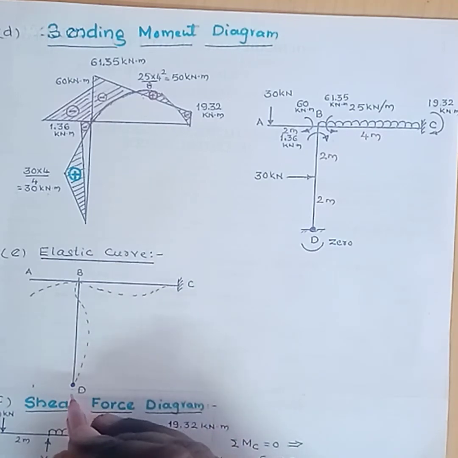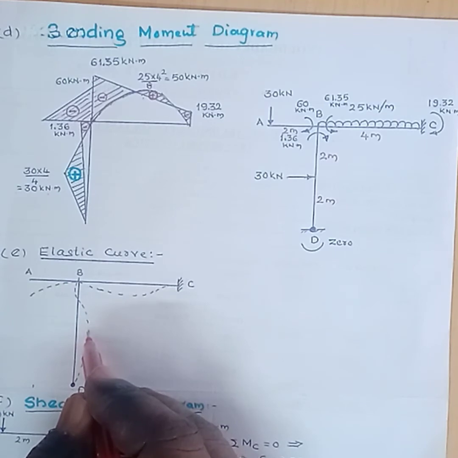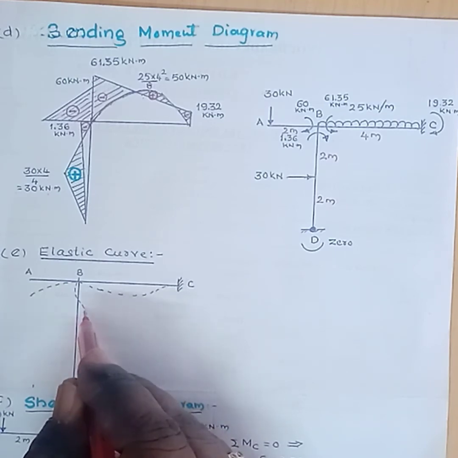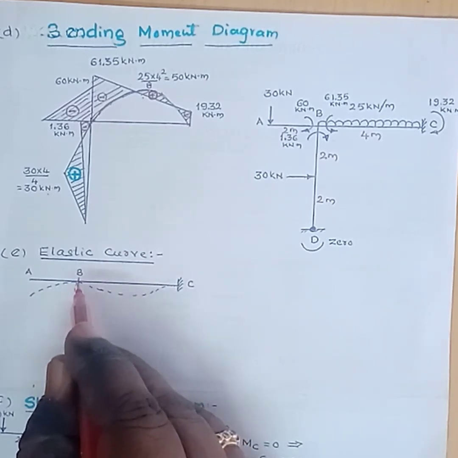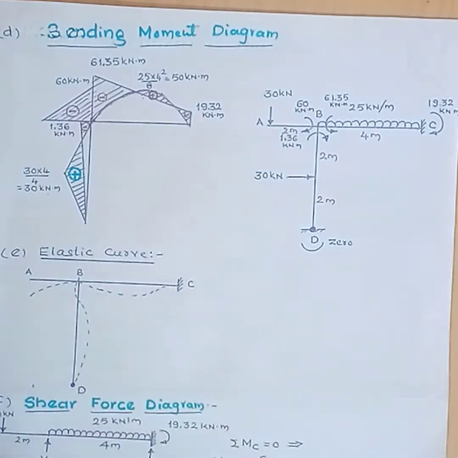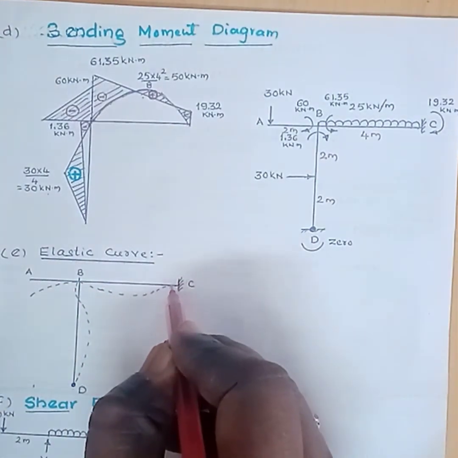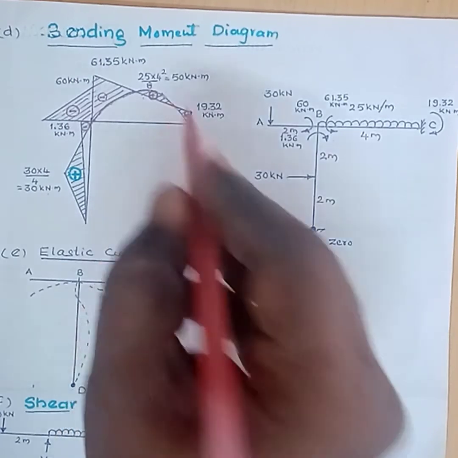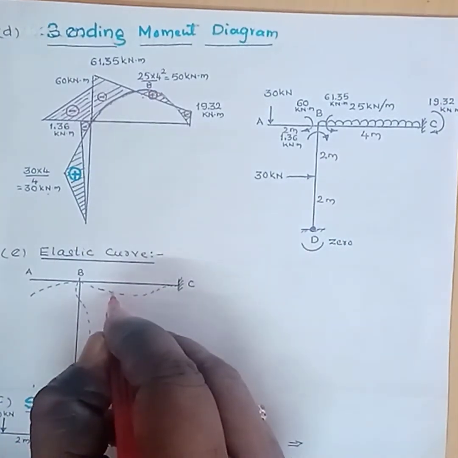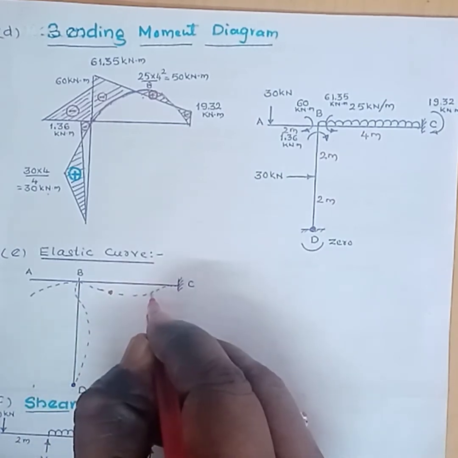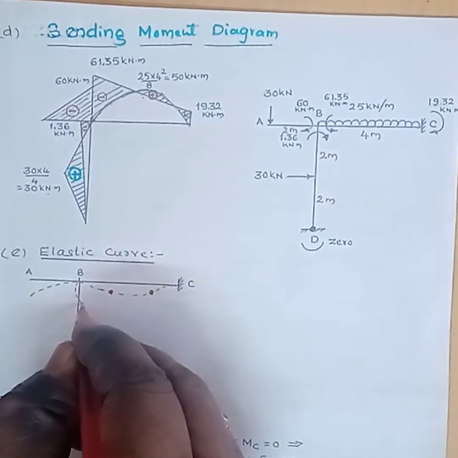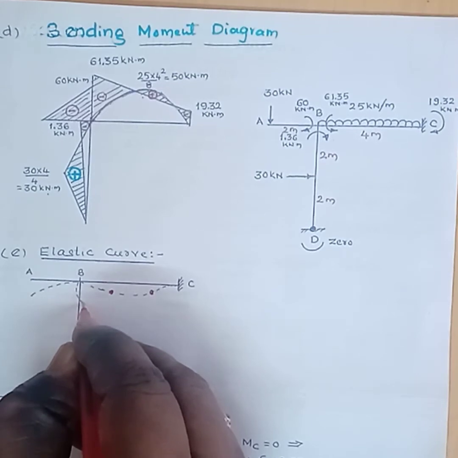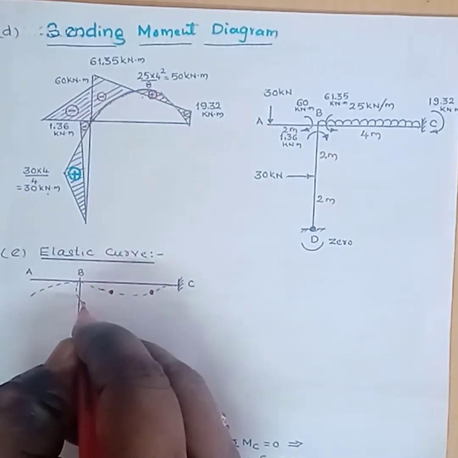Similarly, from B to C, at D, the bending moment is 0. At the center, the bending moment is maximum, that is 30, that is sagging, and then the curvature is like this. At support B, there is a hogging bending moment, hence the curvature is like this. This is the deflected shape. The slope at this point is 0. There are 2 points of contraflexure for span BC. This one is 1 point of contraflexure, this one is another point of contraflexure. For BD, there is 1 point of contraflexure. You can show the point of contraflexure like this.